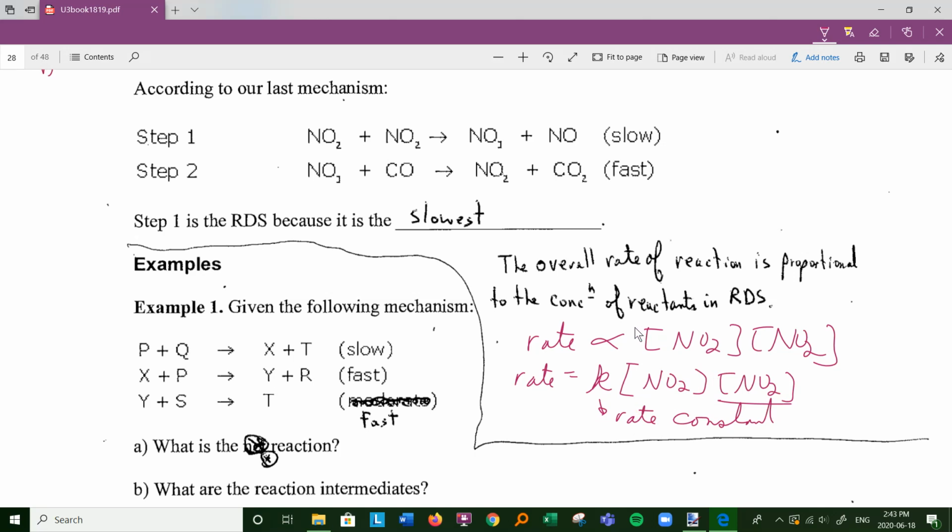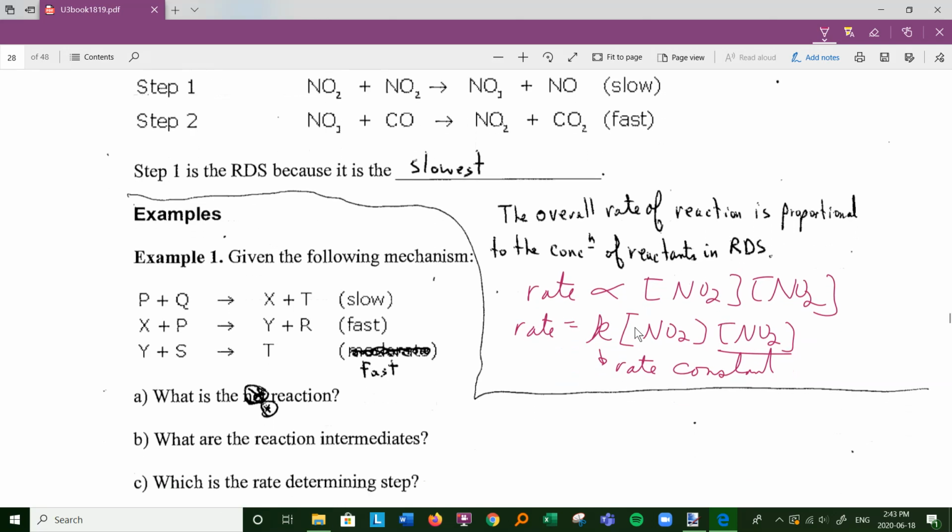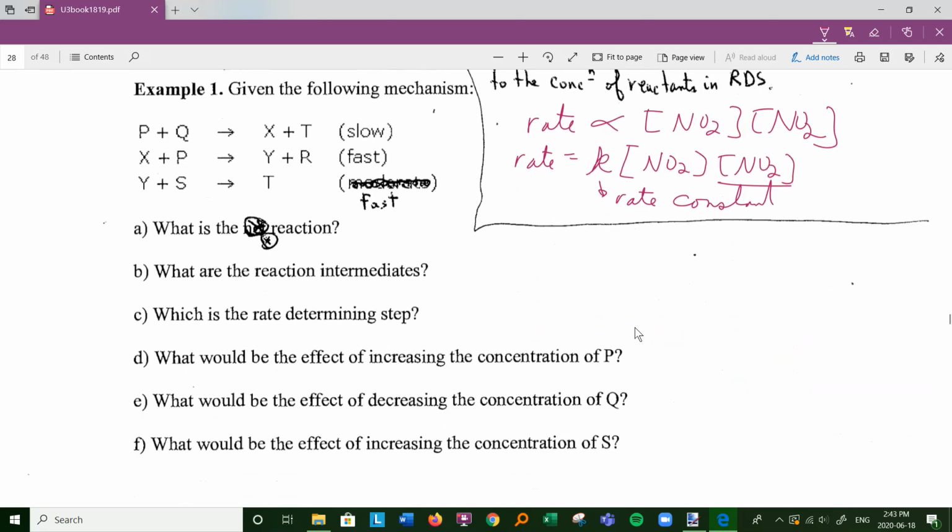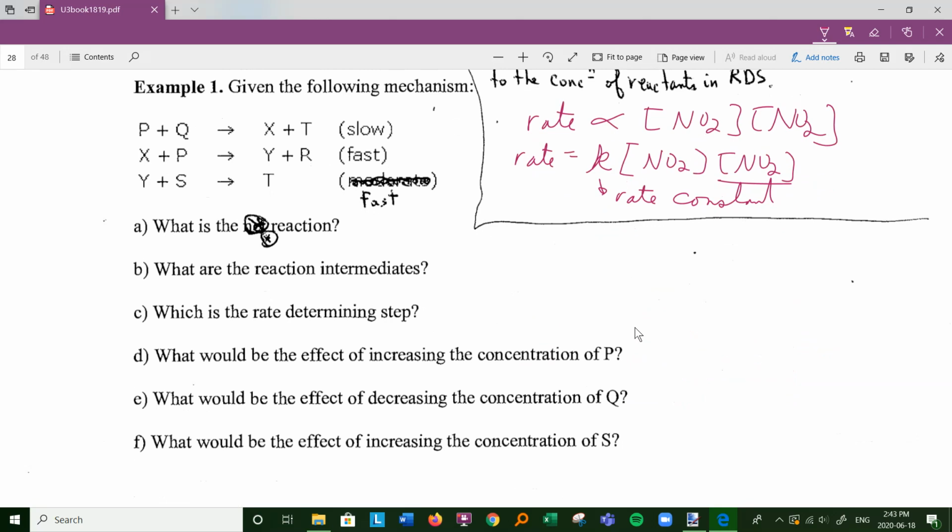Here we have some examples to go through. We got 3 steps here, all bimolecular. And so let's get the overall reaction. Let's get an RPIC chart over here to help us. Okay, so what's happening? I like to see what the intermediates are first. I got an X and an X. So that's an intermediate.